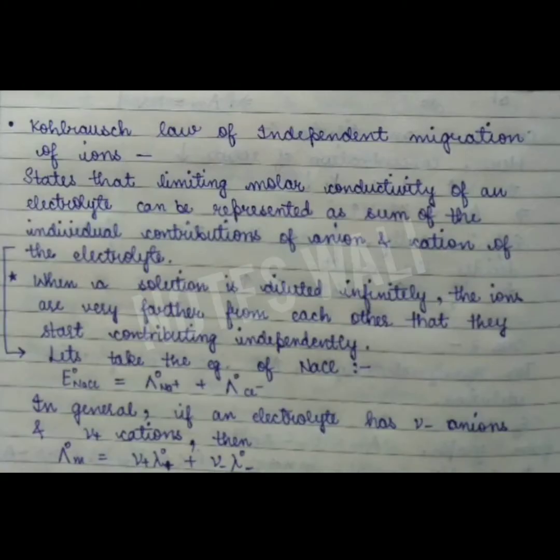The next topic is variation of conductivity and molar conductivity with concentration and temperature, along with their graphs. The next topic is Kohlrausch's law of independent migration of ions. It is also very useful for calculating the standard electrode potential of cells.